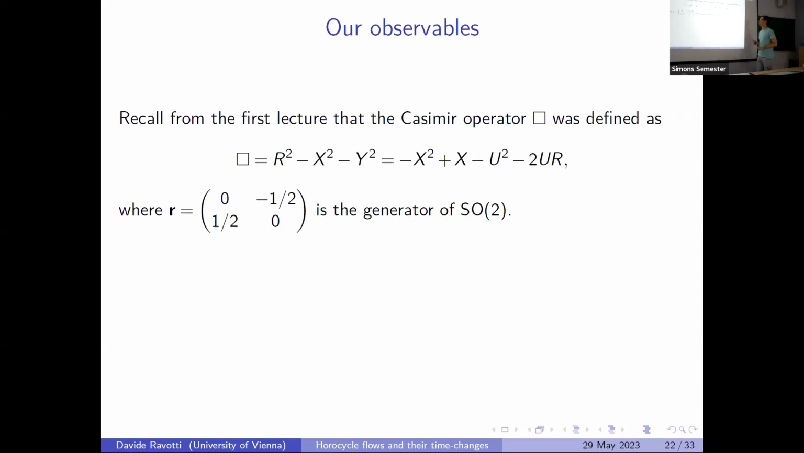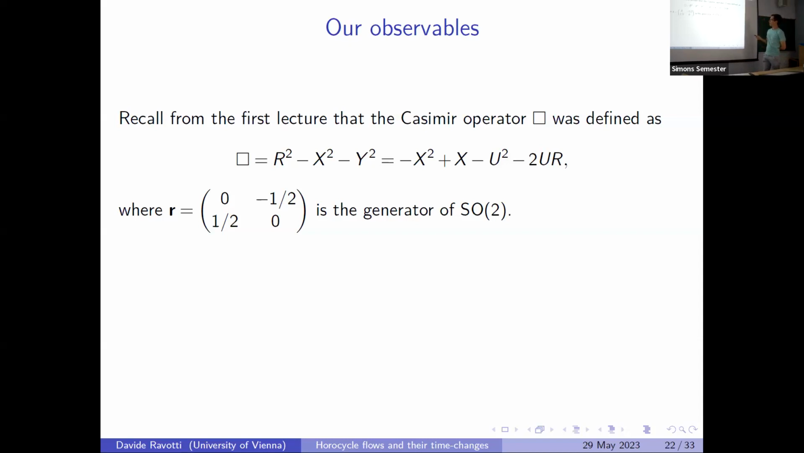So what are we going to do? Once again, we will look at the Casimir operator. This is our favorite second order differential operator. We saw it a few times. It was defined by the second derivative in the direction of the generator of the rotation subgroup, minus the second derivative in the direction of the geodesic, minus the second derivative in the direction of the orthogonal geodesic flow.